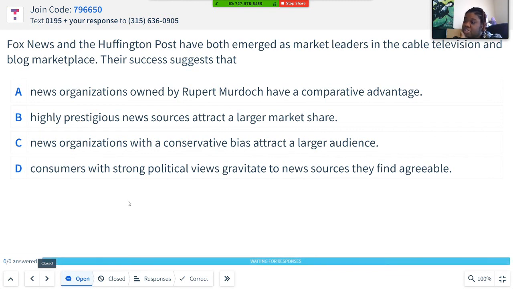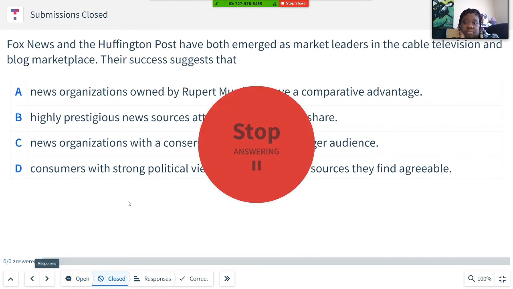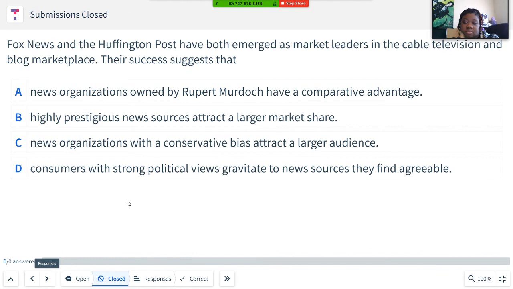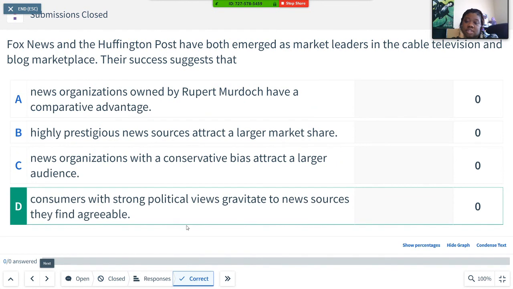We have one for D, two for D. The answer is D. Consumers with strong political views gravitate to news sources they find agreeable.